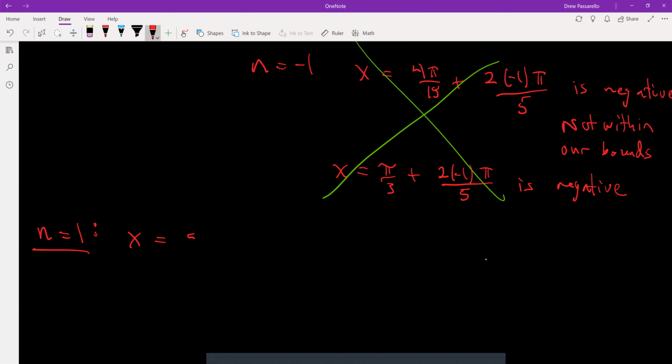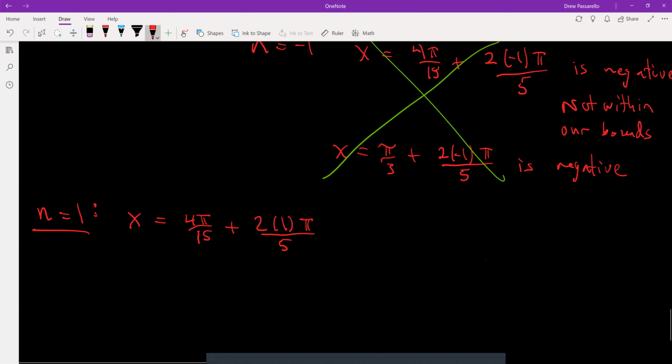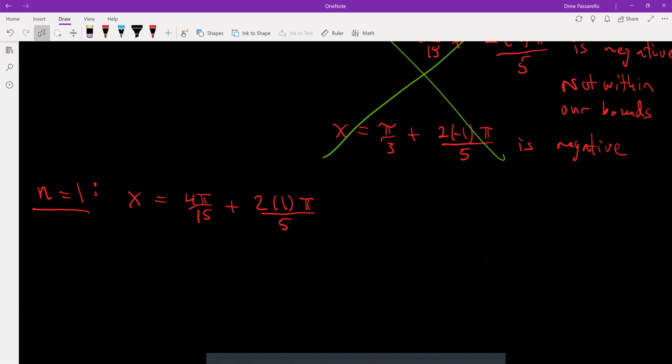let's see, so it'd be 4 pi over 15 plus 2 times 1 times pi over 5. And then I have to find out, well, what is this equal to? So this would be x equal to 4 pi over 15 and then plus 2 pi over 5. You can change this. So 4 pi over 15, I would change 2 pi over 5 so it has 15 in the denominator, so you can add the fractions.